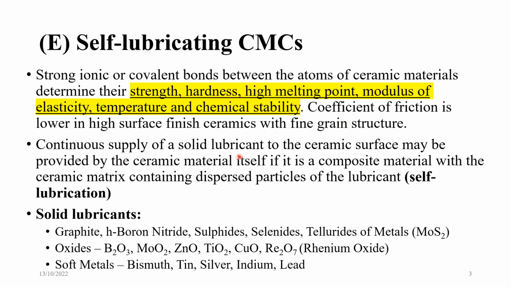Continuous supply of a solid lubricant to the ceramic surface may be provided by the ceramic material itself if it is a composite material, with the ceramic matrix containing dispersed particles of the lubricant, which is called self-lubrication. These are some of the examples of solid lubricants: graphite, boron nitride, sulfides, selenides, oxides, and soft metals.